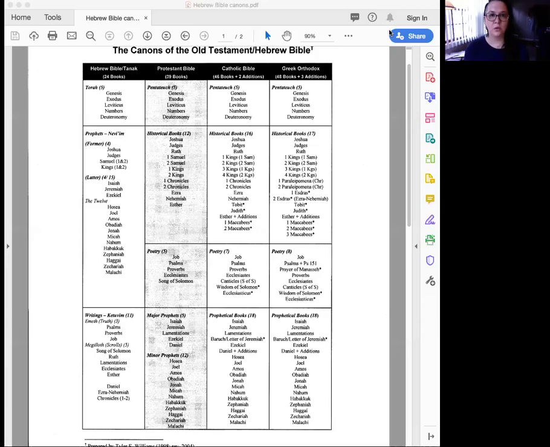I want to use this handout to think about the similarities and differences between the Jewish canon, which you can also call the Tanakh, an acronym for Torah, Nevi'im, or prophets, and Ketuvim, or writings. Okay, and then as we have discussed in class already, we can call this the Hebrew Bible.